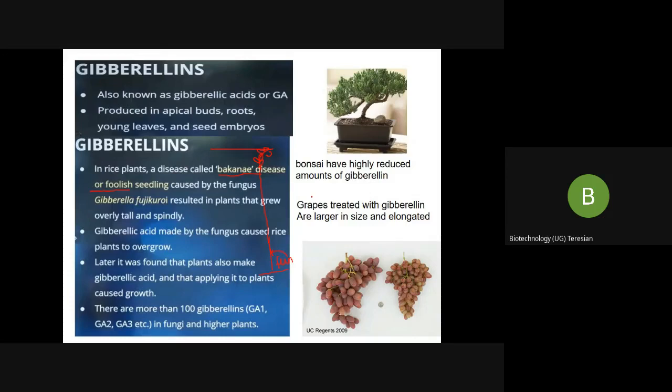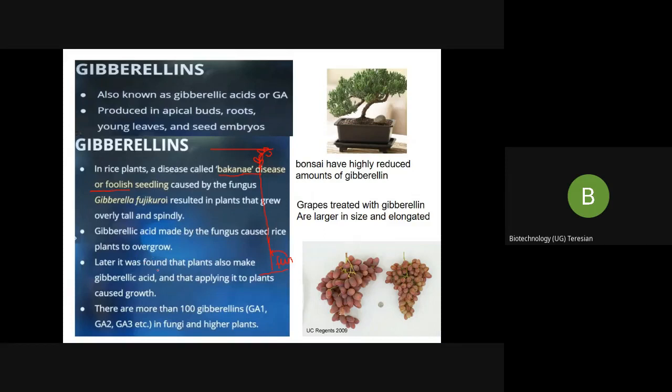Now they were wondering what is happening. Then they came to the conclusion that this is because of this fungus, Gibberella fujikuroi, which is producing a chemical that is passed on to the plant, and that plant is increasing in size. So later on, here you can see, gibberellic acid made by the fungus caused the rice plant to overgrow.